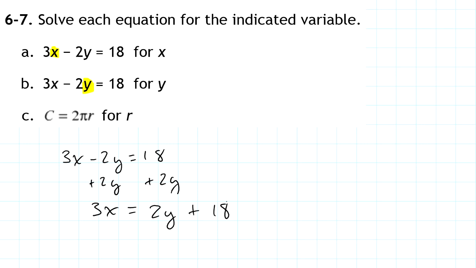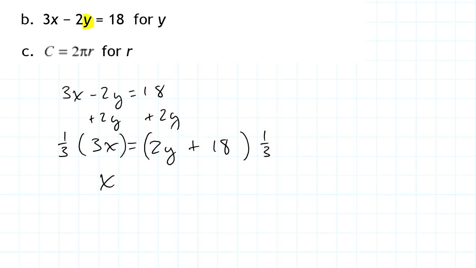And then to finish off and solve for x, I'm going to divide both sides by 3, or multiply both sides by 1/3. Same thing. So if I multiply this times 1/3 and this times 1/3, over on the left-hand side, I see that it becomes just plain old x. 1/3 times 3x is x. And on the right-hand side, 1/3 needs to be multiplied by each of the terms. So when I multiply 2y times 1/3, I get 2/3 y, and 18 times 1/3 is plus 6.